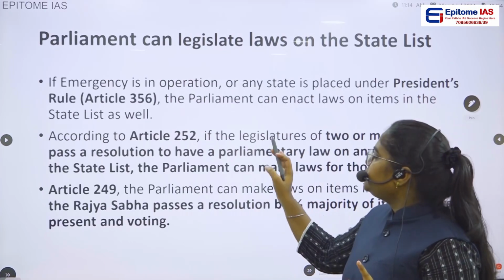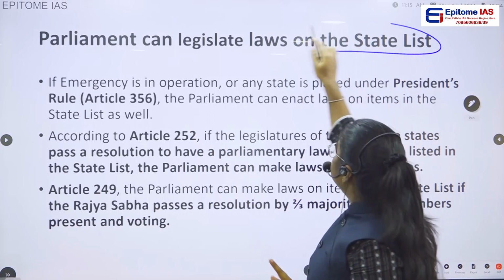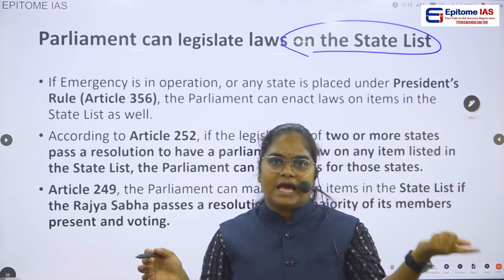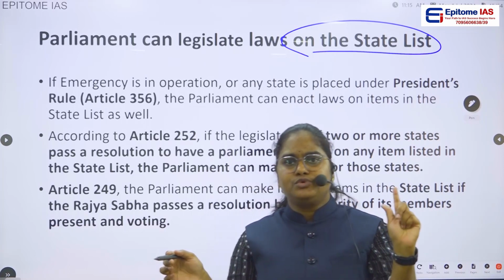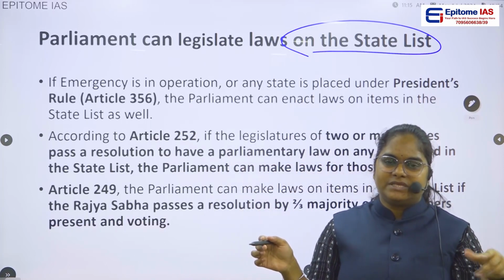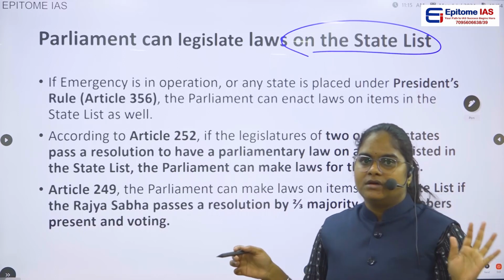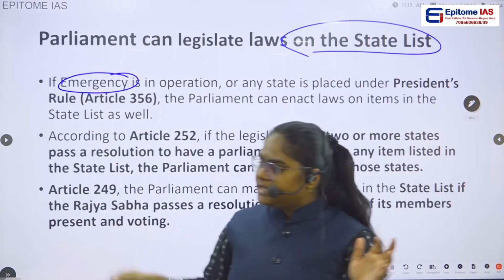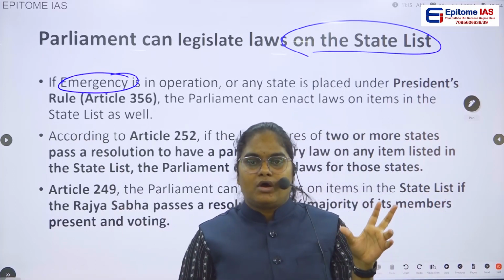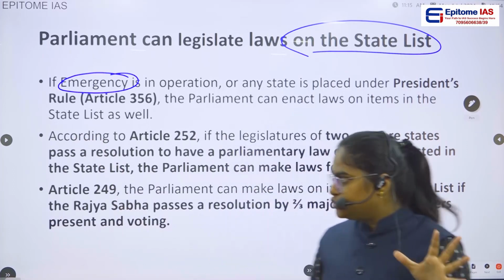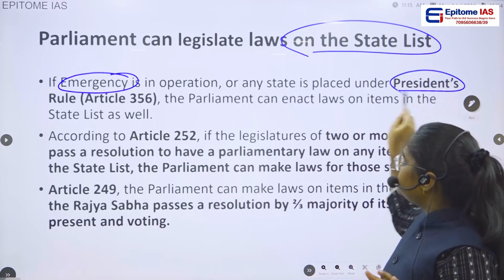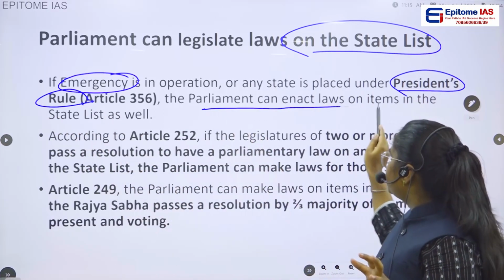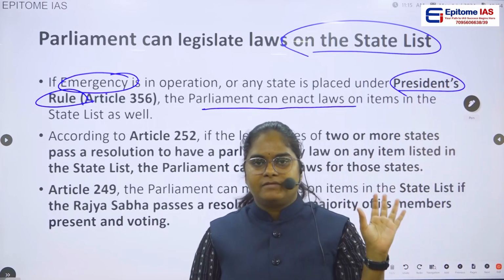Then parliament can legislate laws on the state list. So as I told you, there are some cases where the parliament has the power to legislate laws from the state list. Okay, what are these cases? First case, in case of an emergency, when there is a national emergency, or let's say we have president rule. Okay, we have president rule. So in both the cases, the parliament can enact laws in the state list.